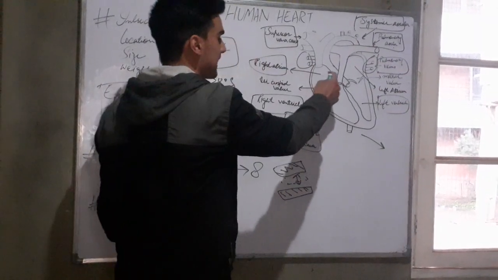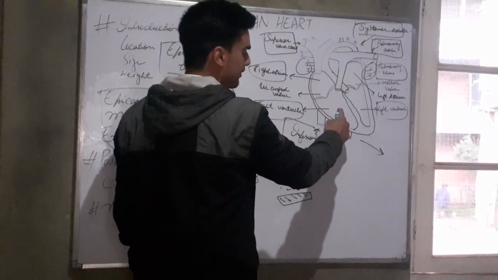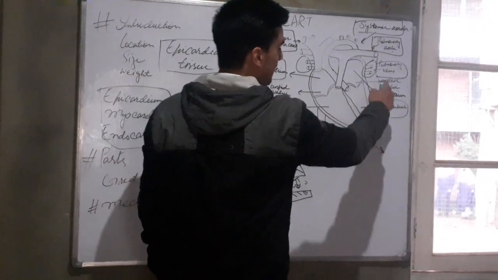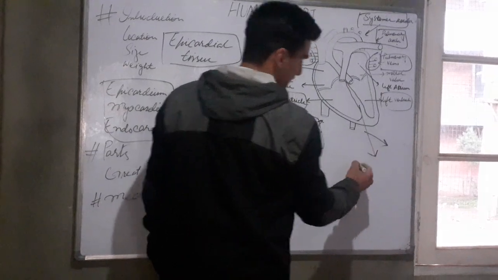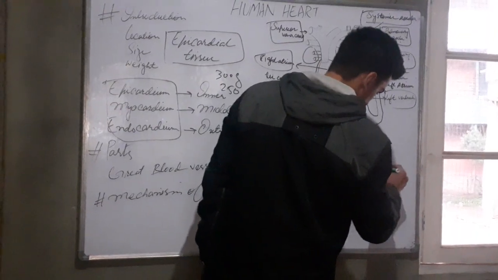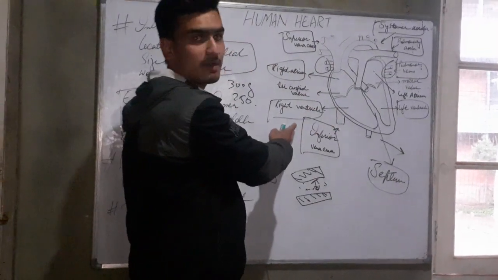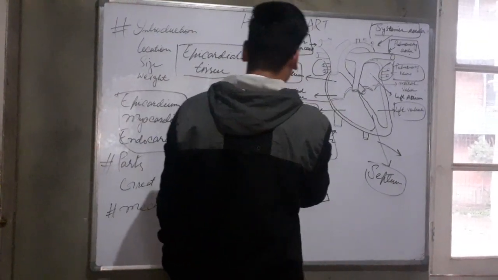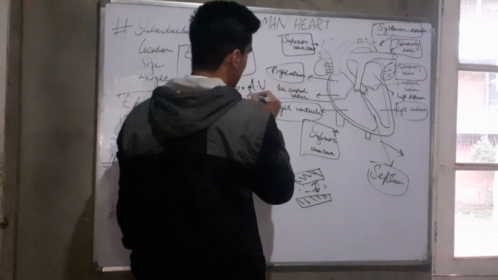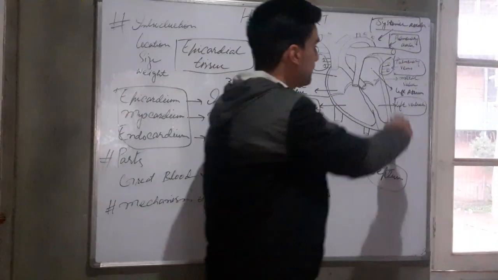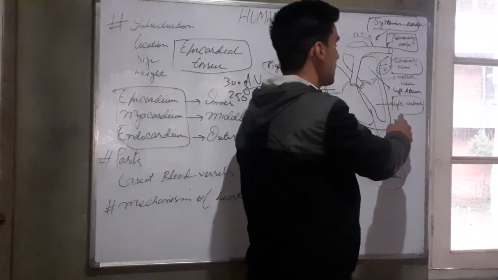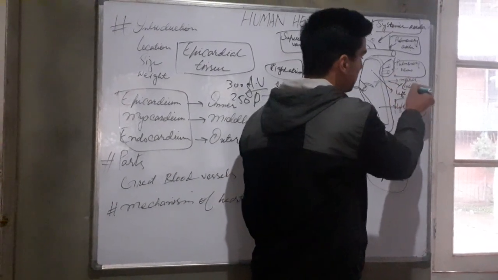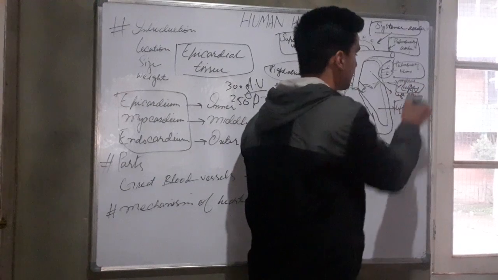The right atrium and the right ventricle are separated from the left atrium and left ventricle by a layer of flesh called the septum. Similarly, the left atrium and left ventricle are separated by an aperture. This aperture is called the auriculoventricular aperture. Here, the left atrium and left ventricle are separated by an aperture called the left auriculoventricular aperture.